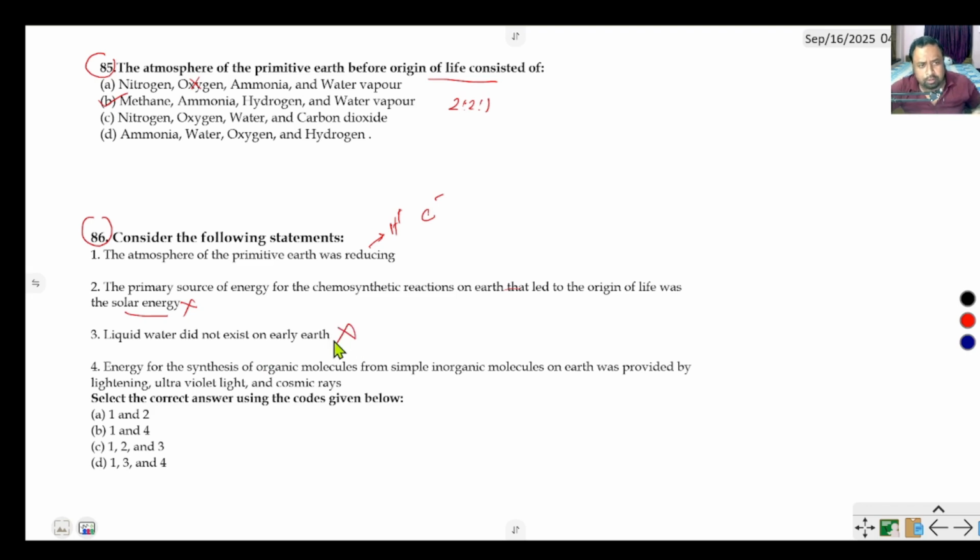Liquid water was also present. Energy for the synthesis of organic molecules from simple inorganic molecules on earth was provided by lightning, ultraviolet light and cosmic rays. This is the correct option. So, select the correct option using the code given below. 1 and 4 is the correct option.